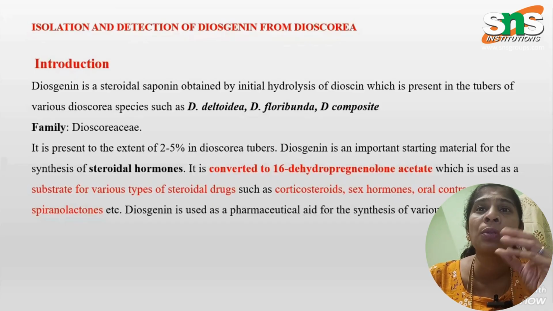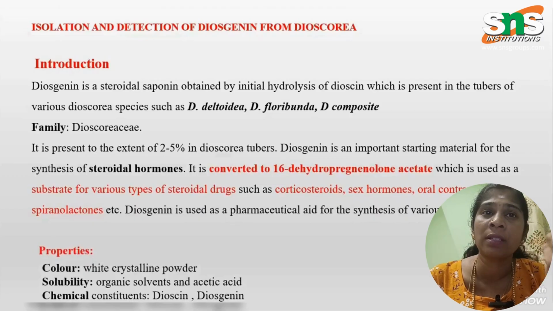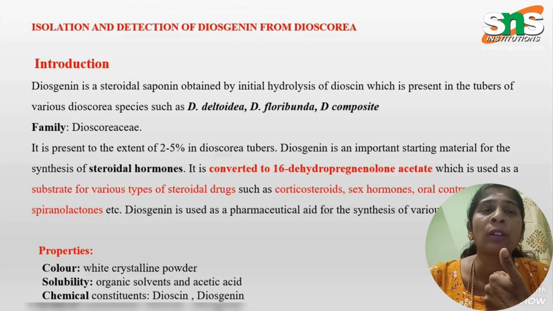and it is converted to 16-dehydropregnenolone acetate, which is used as a substrate for various types of steroidal drugs such as corticosteroids, sex hormones, oral contraceptives, spironolactones, etc. Diosgenin is used as a pharmaceutical aid for the synthesis of various steroidal drugs.